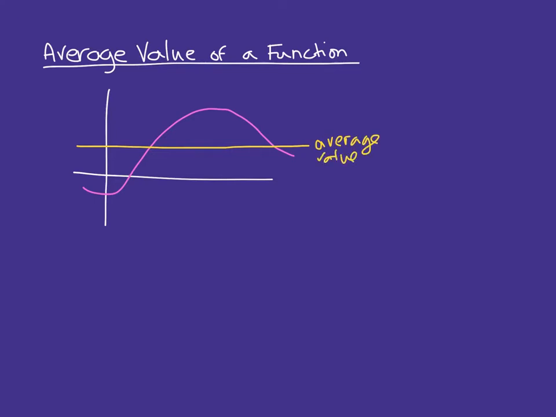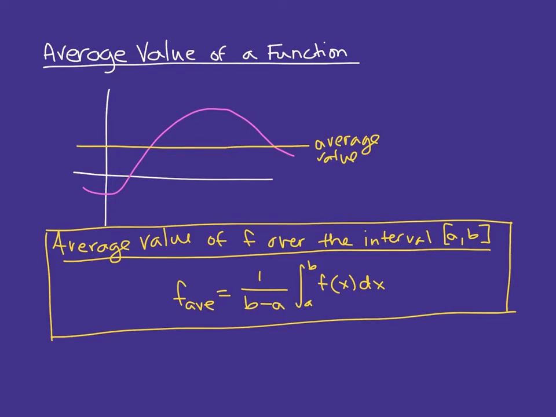So I'm going to go ahead and give you the formula for this. So here's our formula for the average value. Now you need to have a starting x value and an ending x value. I didn't actually put that on my graph, but just assume that we included that. So you need a starting and ending value. Your average value is going to be 1 over the higher value minus the lower value times the integral from a to b of whatever your function is.